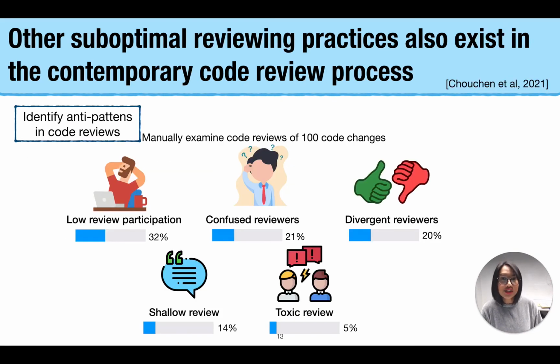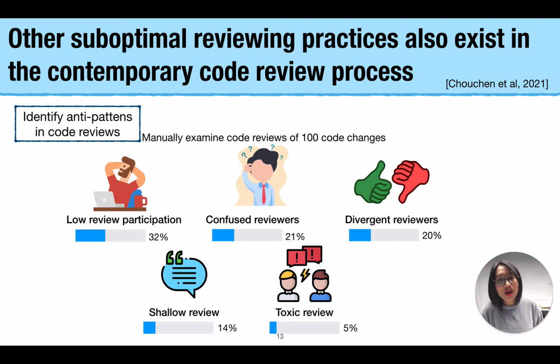In addition to the subconscious bias, there are many other suboptimal reviewing practices that could exist in the code review tool, such as the low review participations, or they joined the review but did not provide much comments. There are confused reviewers who do not understand the rationale and the code. There could be the divergent reviewers, there could be some shadow reviews, and there could be some toxic reviews.